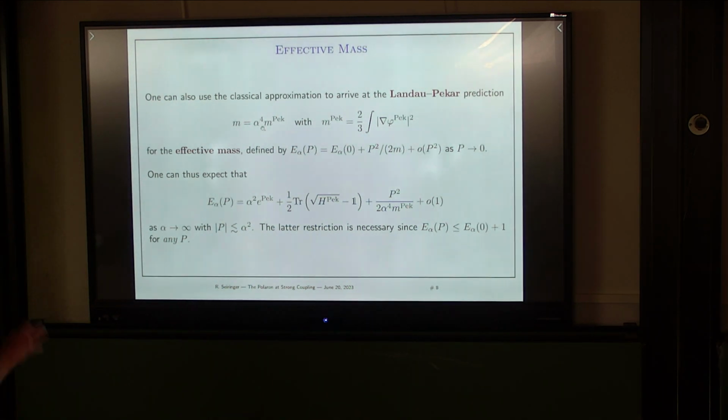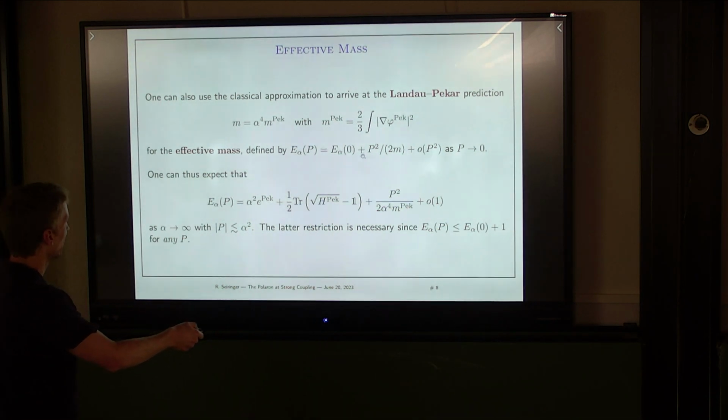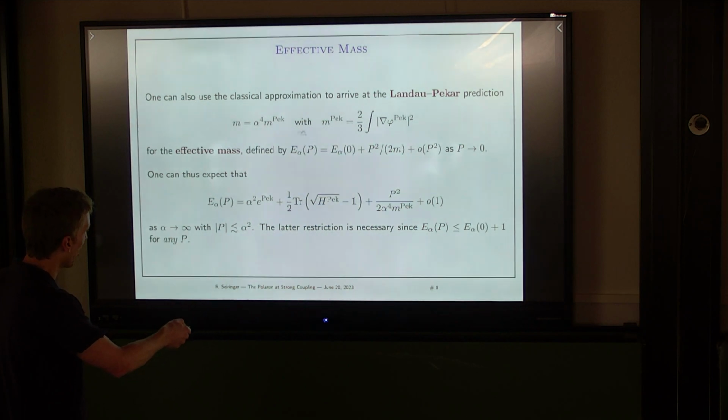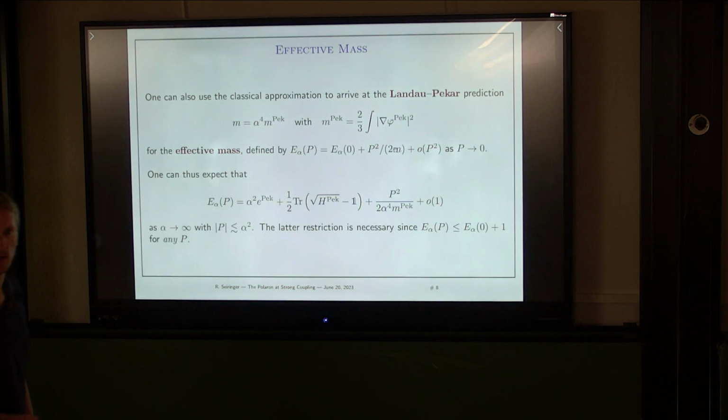It's not actually immediately obvious how you derive this from the classical Pekar functional, but a simple hand-waving argument will give you this formula. So this is clearly a prediction. As I said, the definition is as follows: you look at the ground state energy curve as a function of momentum. You expand it around momentum 0, so you expect it to be quadratic, and the coefficient in front of the quadratic term you call 1 over 2m. By definition, that's what m is.